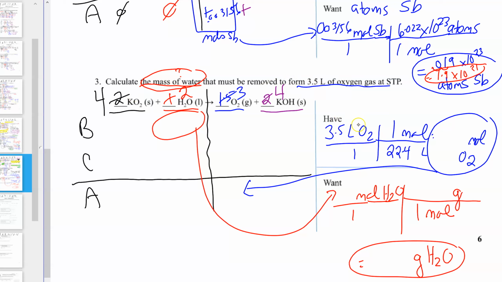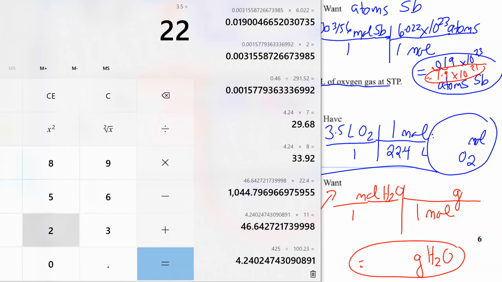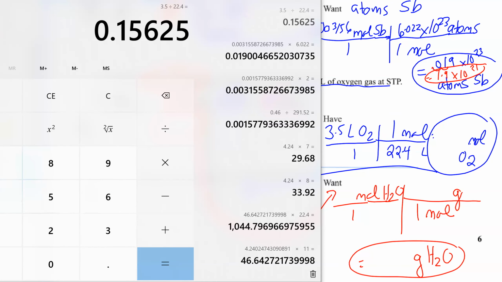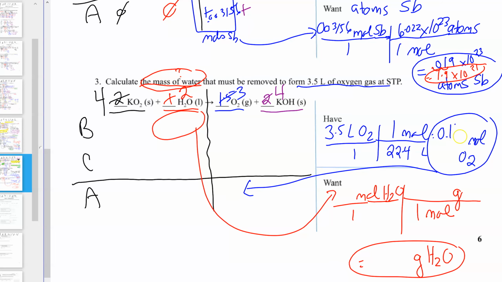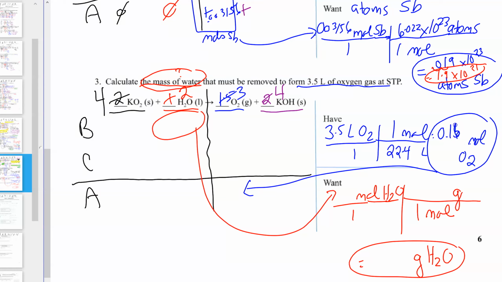They gave us liters of oxygen, but we can't plug liters in. We've got to plug in moles. So 3.5 liters divided by 22.4 is going to give us our moles. That gives 0.15625, and that's how many moles of oxygen gas were created.